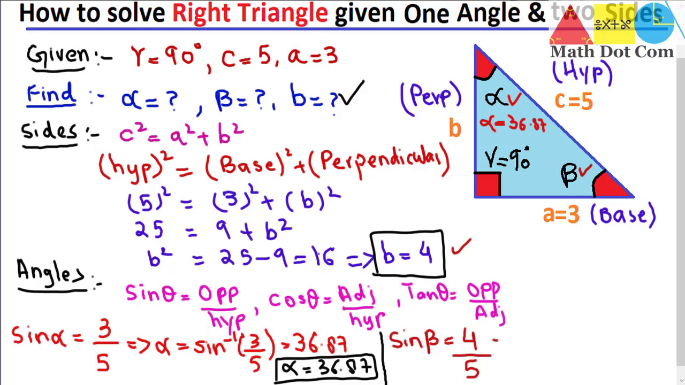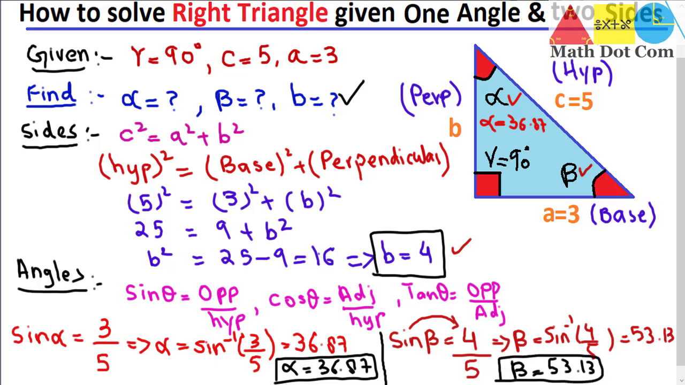When we take the inverse, keeping the beta angle on one side and the sine on the other side, we get sine inverse of 4 by 5. When you use the calculator, you will get the value of the angle beta as 53.13. So I write here that the value of angle beta is equal to 53.13. Now we have the value of all the three angles and all the three sides, and this right triangle is solved.